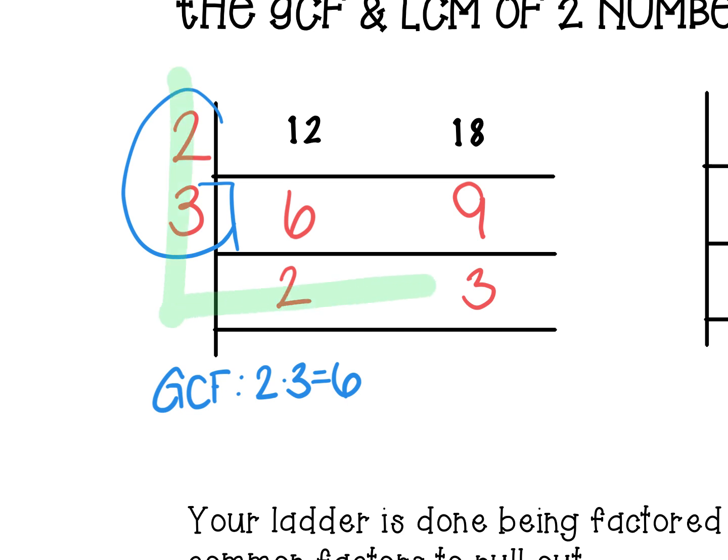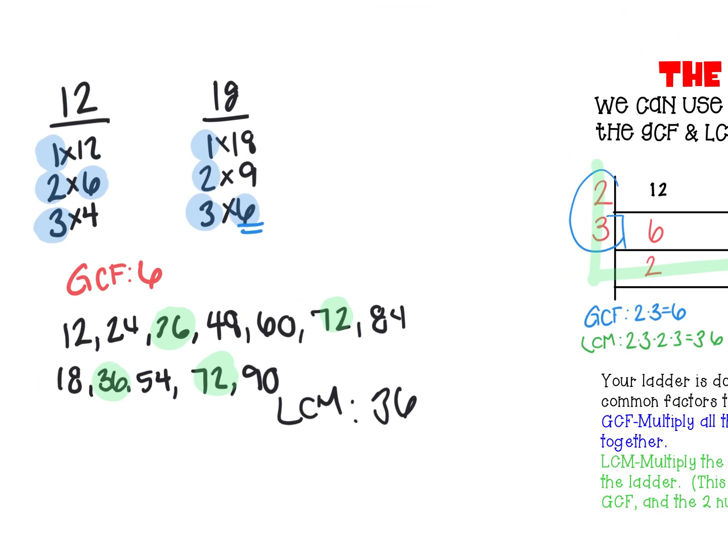For LCM, I'm going to envision that I'm drawing an L on the outside of my ladder. So I'm going to take any factors I pulled out to the side, which again were the 2 and the 3, and the very bottom row of my ladder, 2 and 3 again, and I'm going to multiply all those together. 2 times 3 times 2 times 3. So 2 times 3 is 6, times 2, that's 12. 12 times 3 is 36. Let's go back and check that. This Apple Pencil is going to be my demise. 36. And if we look back at what we did before, we said the LCM was 36.